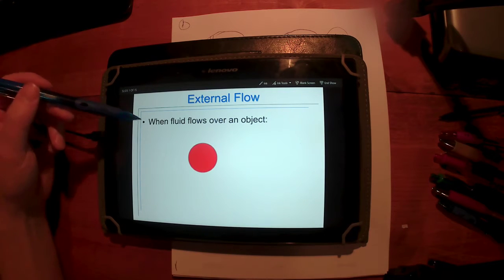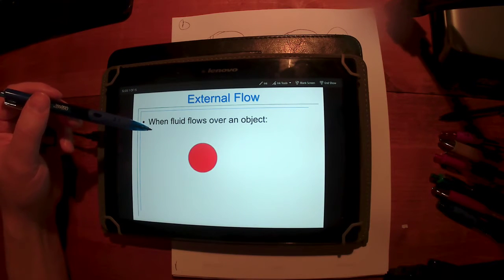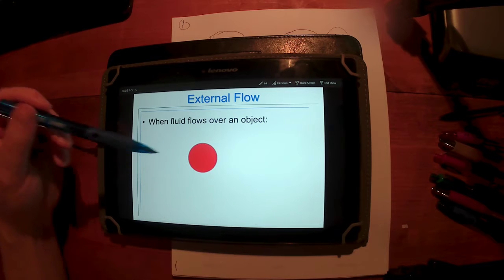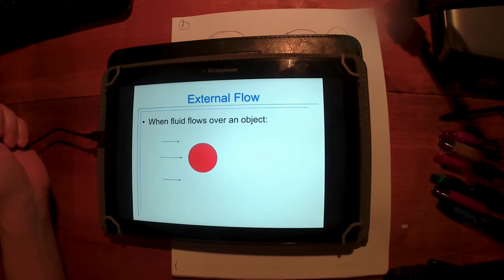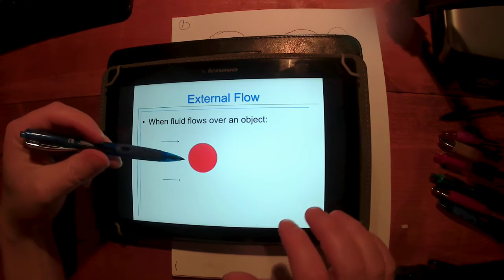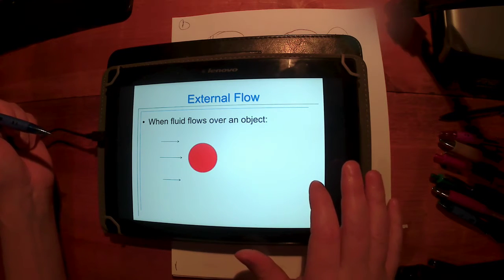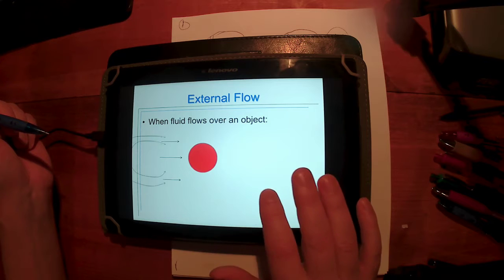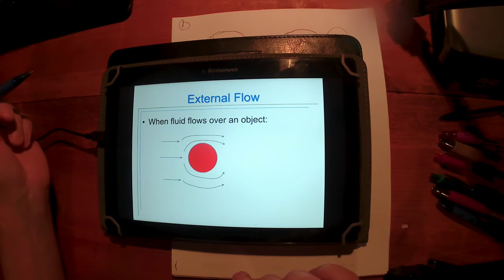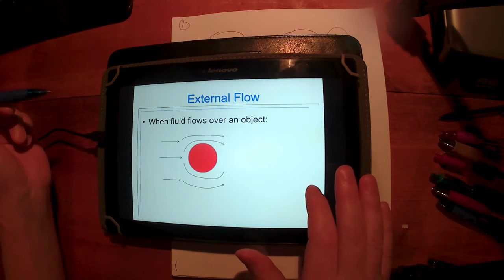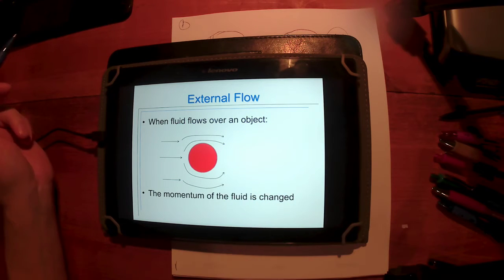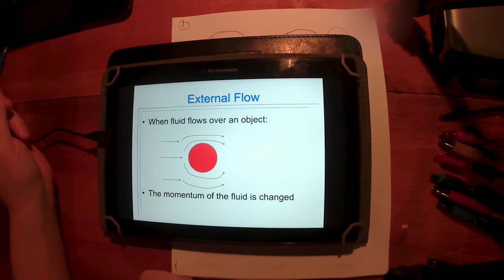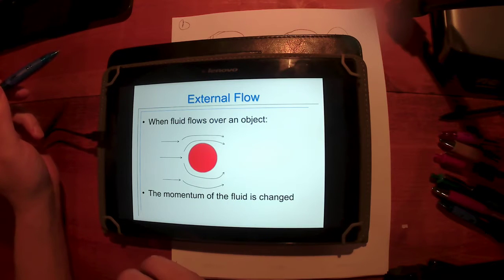So when fluid flows over an object, right? Let's say I've got an object here and I've got fluid flowing around this object. If this is a solid object, some kind of ball or sphere, fluid's not going to flow through that ball. It's going to flow around that ball. Momentum is changed, right? So let's think about that.